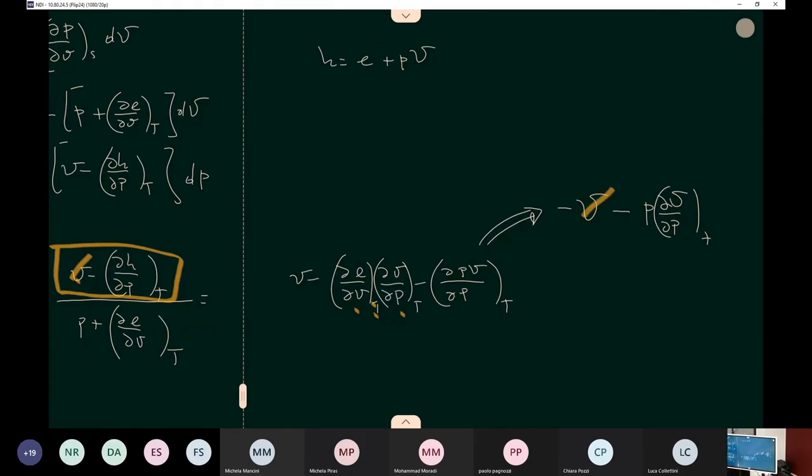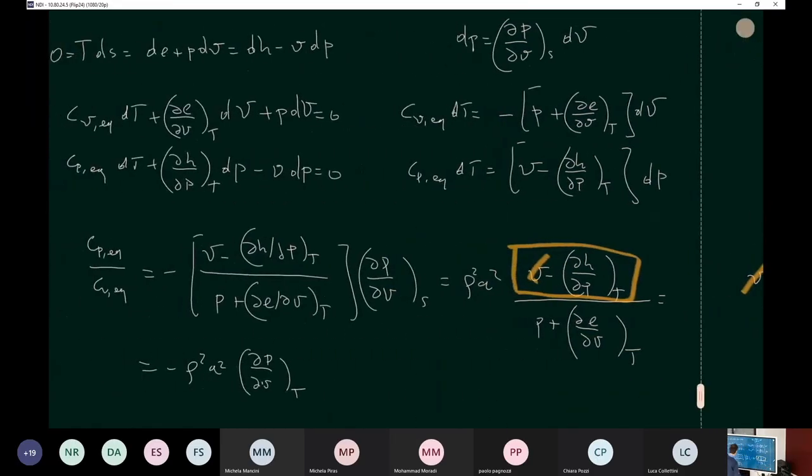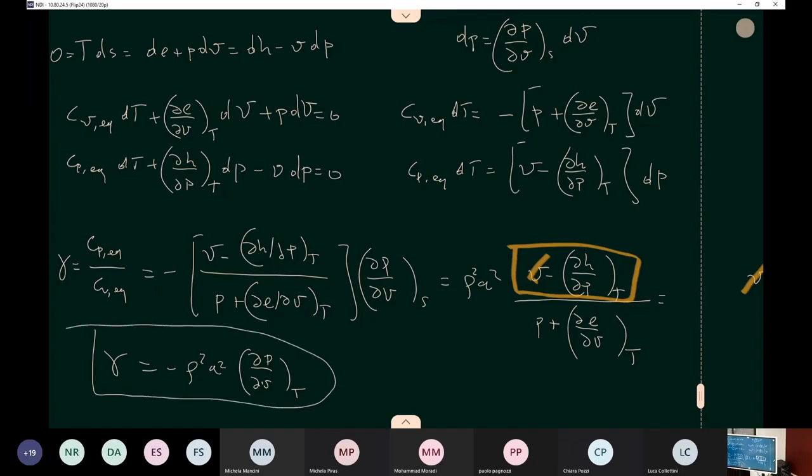And so what is left here, I can simplify with this one if it's clear. And we have that the left terms will be this one and this one. And you see that I can consider our dV dP with respect to T, and I have dV and dP exactly like in the denominator, and so I can simplify. Once simplified, we have this expression. Let's call it gamma. And I have gamma equal to minus rho squared a squared dP dV at T.